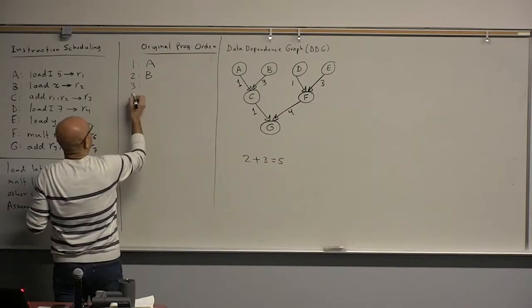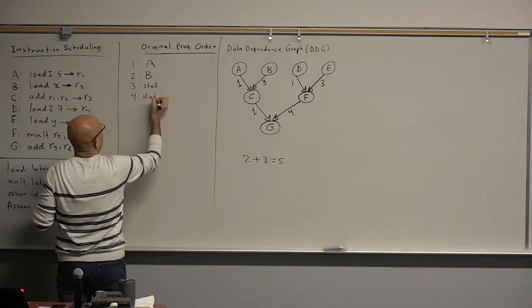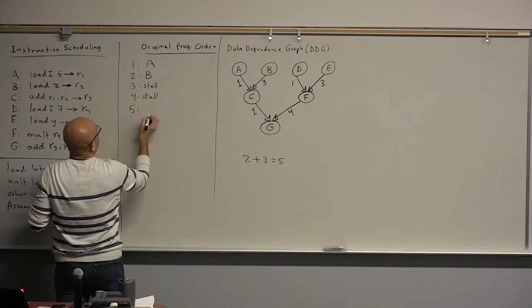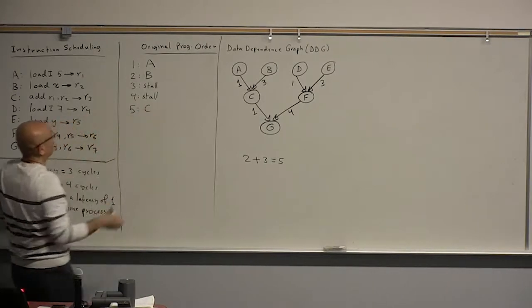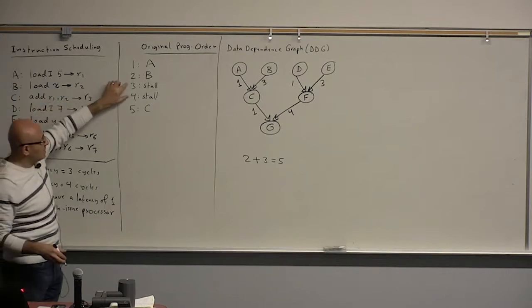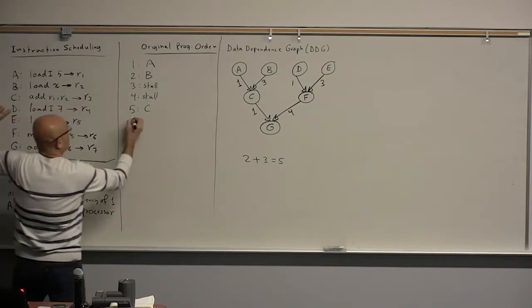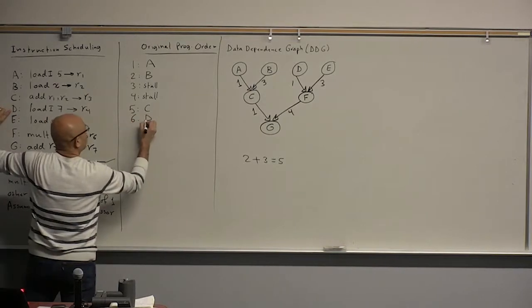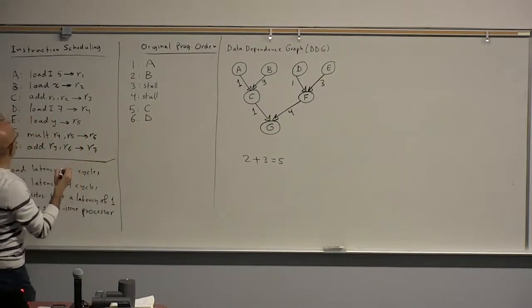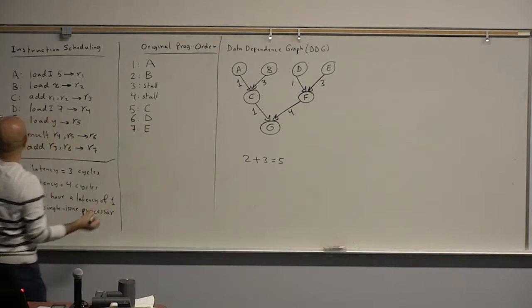So which means that in 3 and 4 we'll have a stall. And in 5 we'll have C. Okay. So now it looks like we are losing some cycles. Now D is independent, so D can go in cycle 6. And E is also independent, so it can go in cycle 7.